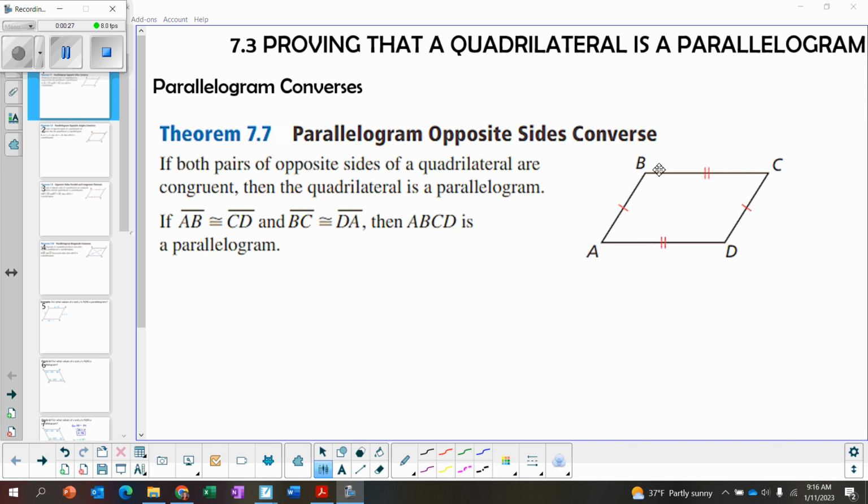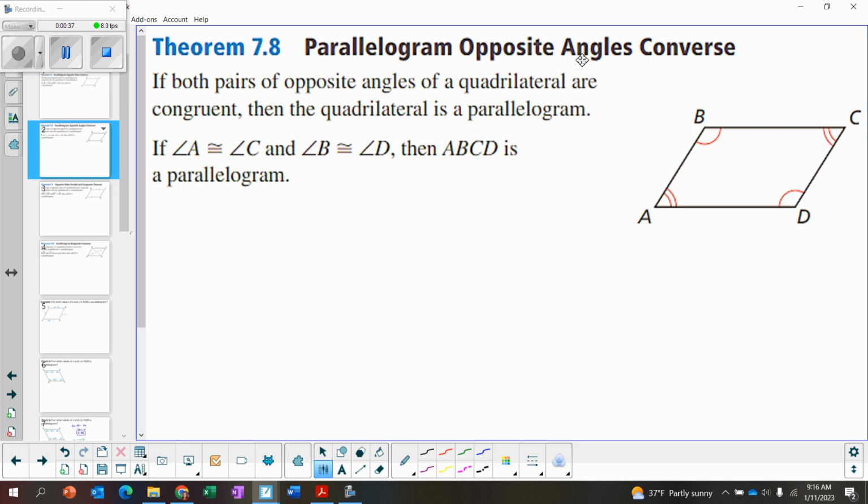So the parallelogram opposite sides converse: if I can show it has two pairs of congruent opposite sides, that makes it a parallelogram. All right, parallelogram opposite angles converse: if I can show it has two pairs of congruent opposite angles, then it is a parallelogram.